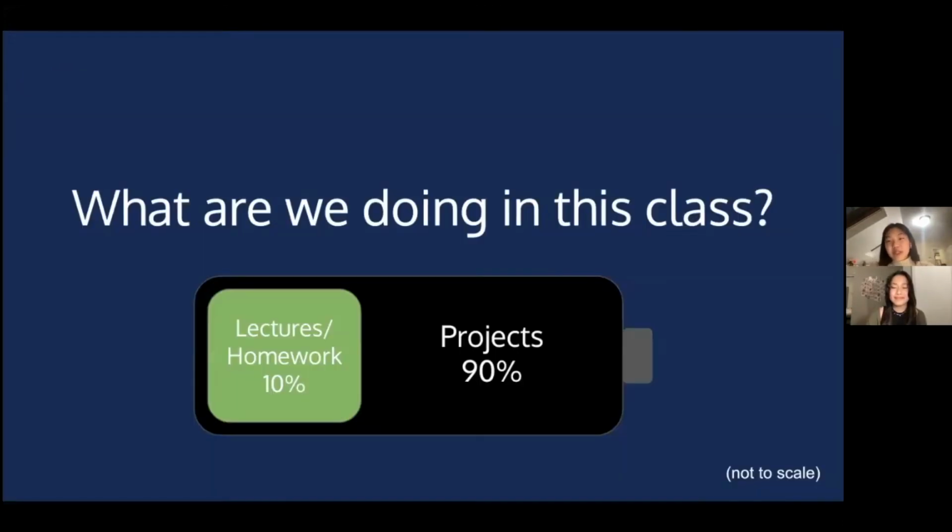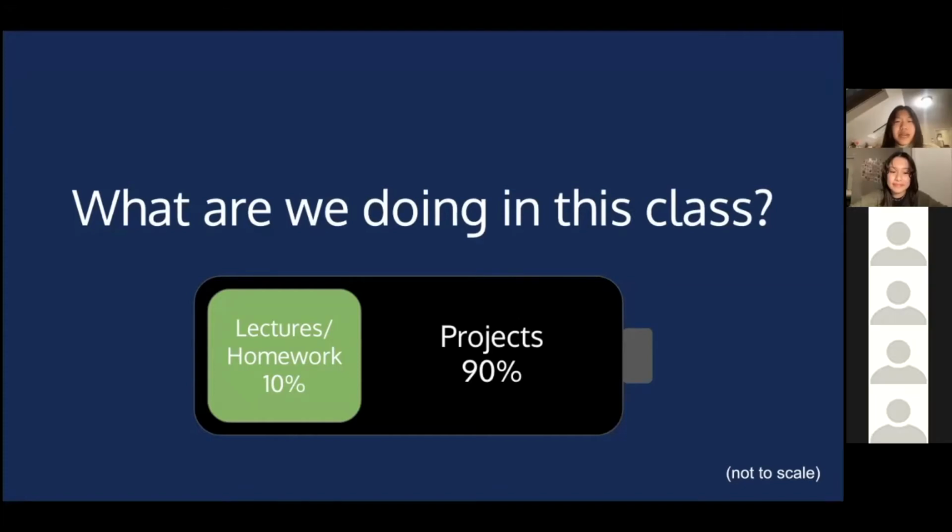Going into what we're going to be doing in the class, it is split into two sections. The first section is lectures and homework, and the second one is projects. Projects will constitute around 90% of the course, whereas around 10% of the class time will be spent on lectures and homework, and the material in it is just to help you get ready for what you're going to be doing in projects. And then the other 90% is projects.